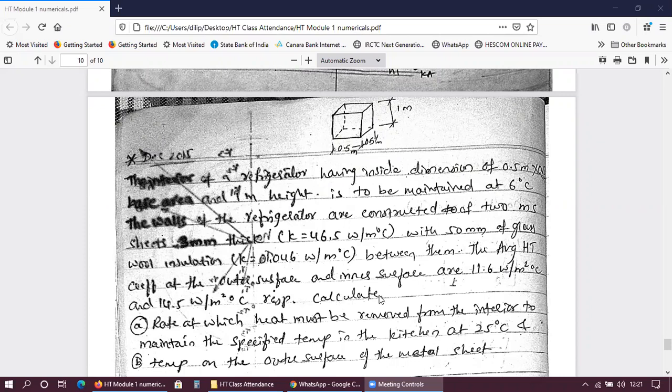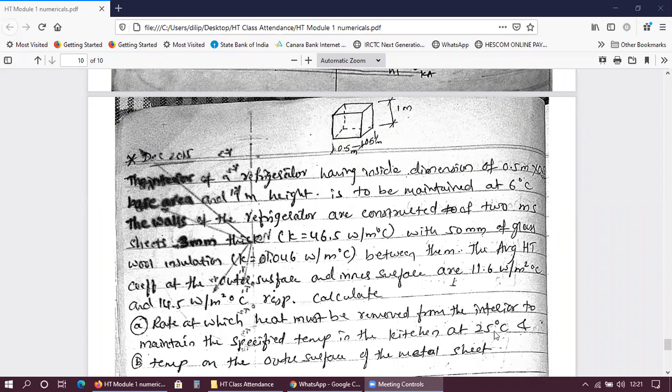So here we need to calculate the rate at which heat must be removed from the interior to maintain the specific temperature in the kitchen at 25 degrees Celsius. The inside temperature of the refrigerator is 6 degrees Celsius, and to maintain that, how much heat should be removed from the refrigerator? That is being asked.